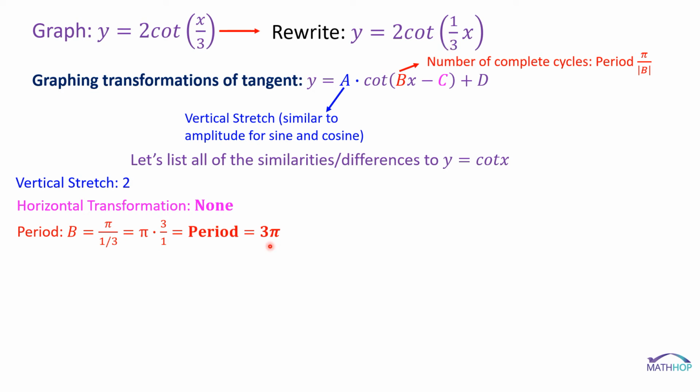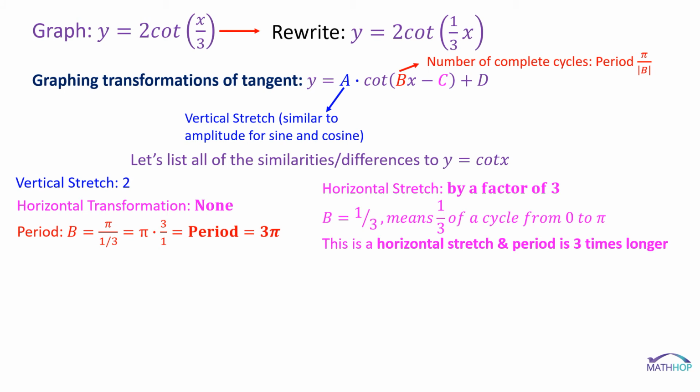So it's going to take 3 times as long, or 3 pi, to see what you used to see. Okay, so horizontally, what are we doing? We have a horizontal stretch by a factor of 3. If you see a 1/3 in here, that's a horizontal stretch by a factor of 3, not by a factor of 1/3. 1/3 is how many cycles you see. The factor that the stretching is happening by is 3. It's taking 3 times longer to see the same cotangent cycle.